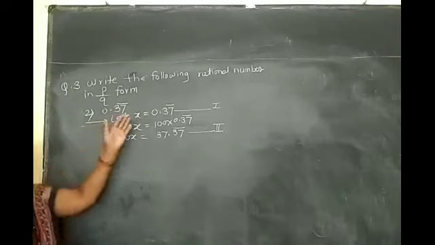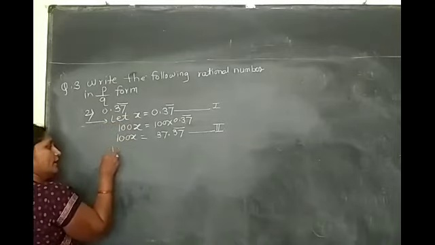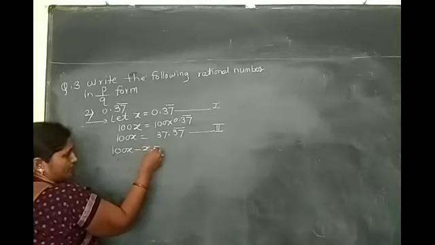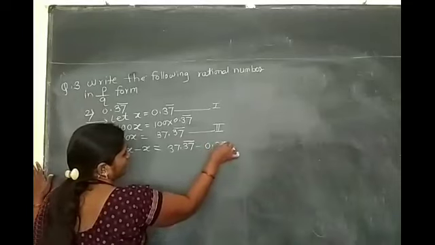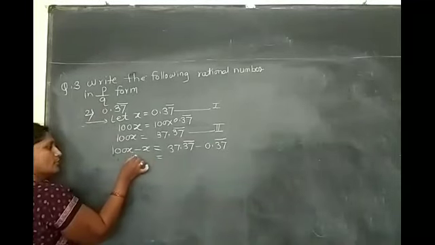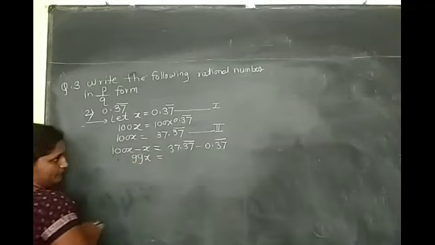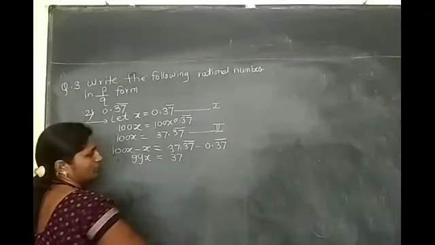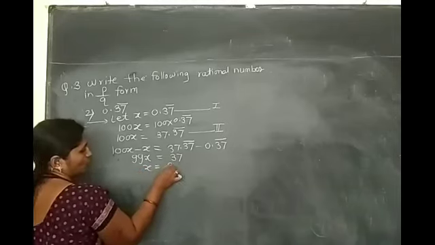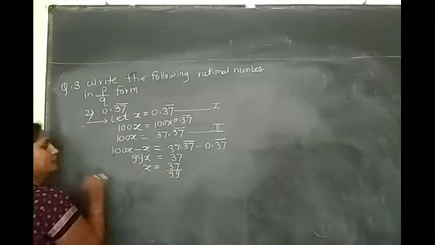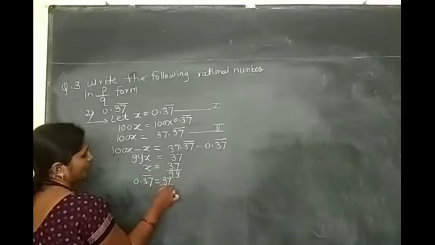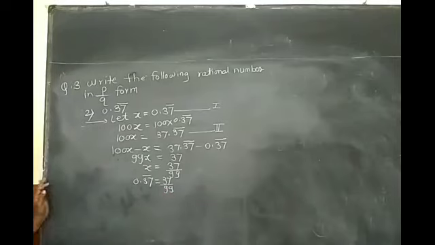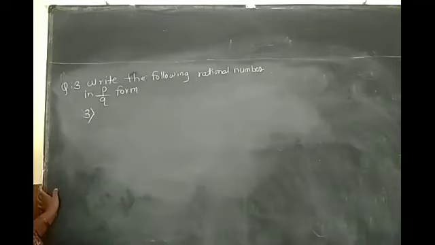Then subtracting these two equations, the subtraction is 100x minus x and 37.37 recurring minus 0.37 recurring. The subtraction is 99x. Here the subtraction is only 37. Multiply 99 goes to the divider. Then x is 0.37 recurring. The P upon Q form is 37 upon 99. This is the second example. Write down in your notebook.